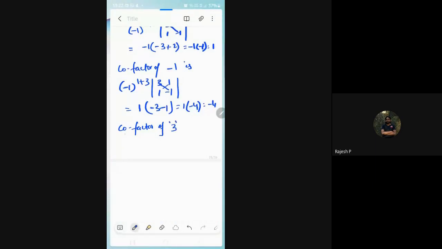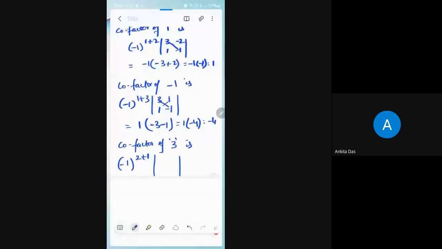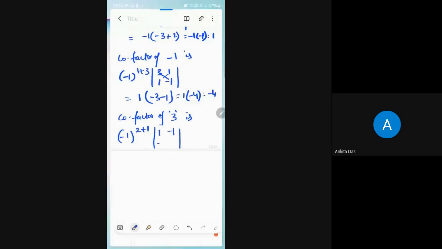Correct. So the cofactor of 3 is minus 1 to the power of, now 3 is in the second row plus first column, 2 plus 1, into the determinant of: if you leave the second row and first column, 1 minus 1, 1 minus 1, minus 1. This implies minus 1 to the power of 3 means minus 1 into this into this. That means minus 1, minus 1 minus 1, minus of minus is plus 1, so minus 1 into minus 2, that is plus 2. Okay, fourth element done.